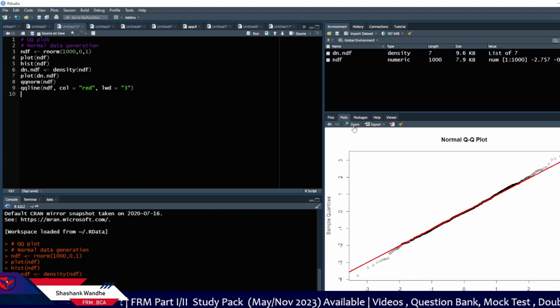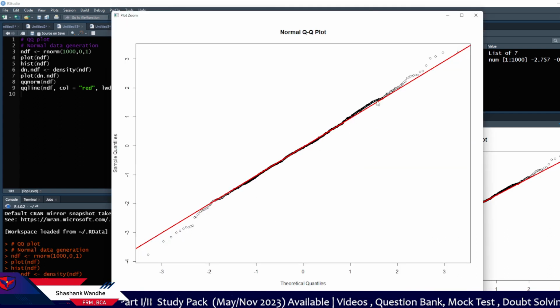Okay, now let's see here, the majority of these points are on this particular red line. And in the end there is some kind of deviation, but very few points are like this. So if this is the situation, we can still consider the data as normal.